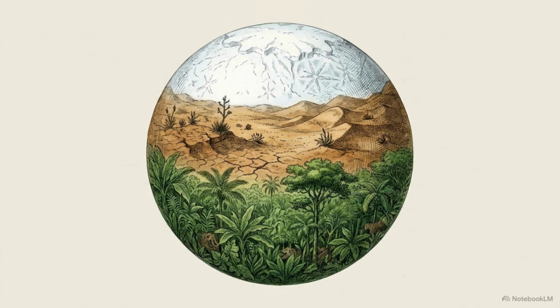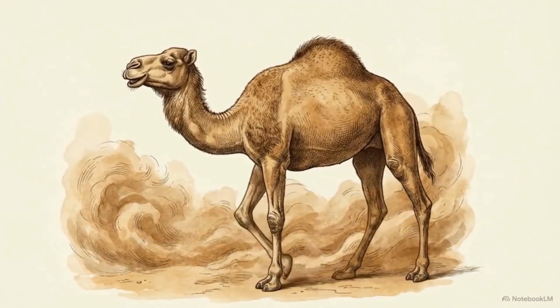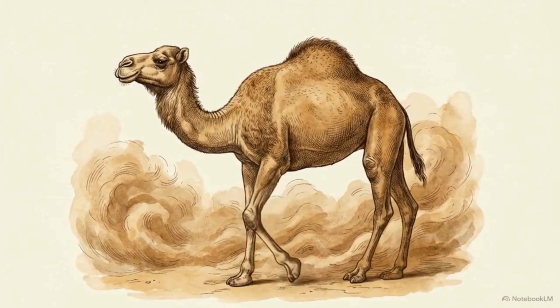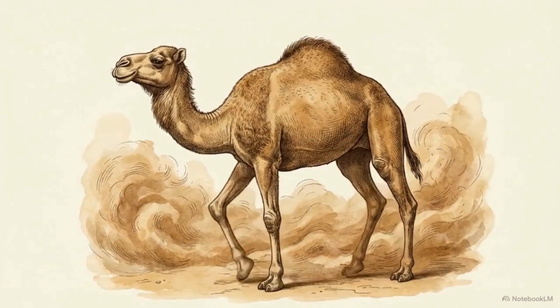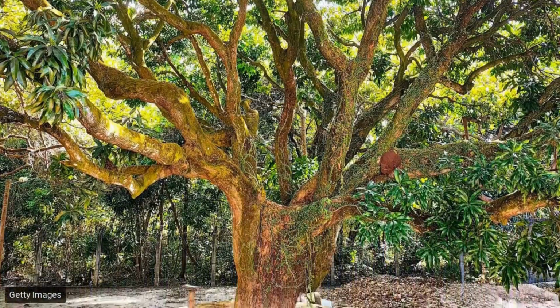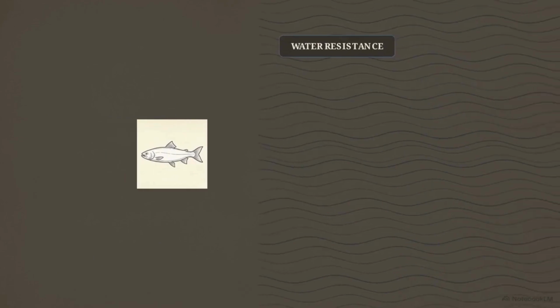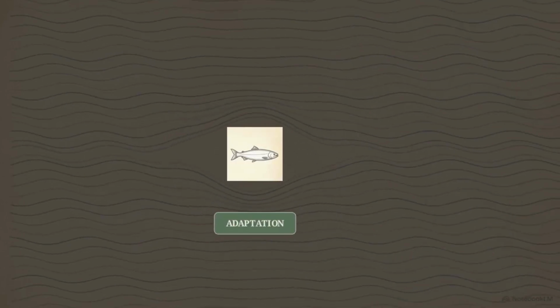We call these habitats. To survive in a specific habitat, an organism must possess physical traits that address the specific pressures of that neighborhood. Every physical feature you see on an animal or a plant, from the shape of a leaf to the number of legs, is an adaptation designed to solve a specific environmental problem.